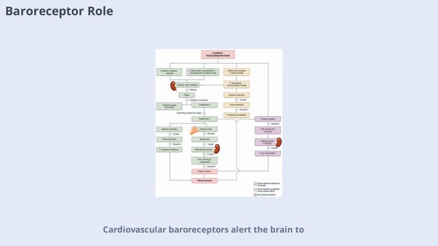Cardiovascular baroreceptors alert the brain to increases in blood volume and pressure. When activated, sympathetic nervous system impulses to the kidneys decline, causing afferent arterioles to dilate, increasing glomerular filtration rate (GFR), and promoting increased sodium and water output. This reduces blood volume and pressure, helping maintain homeostasis.